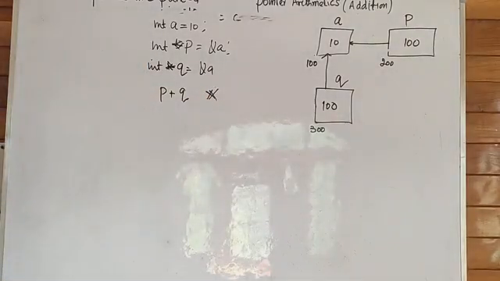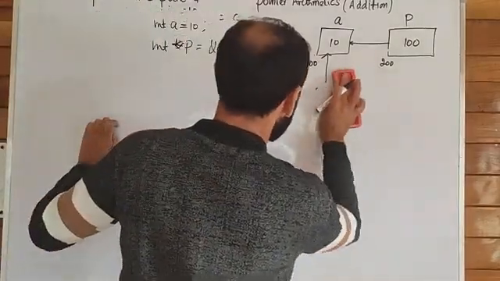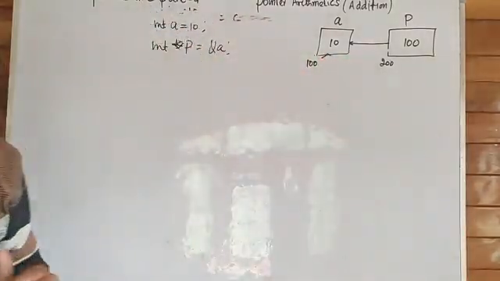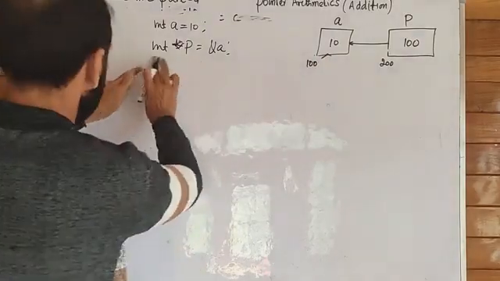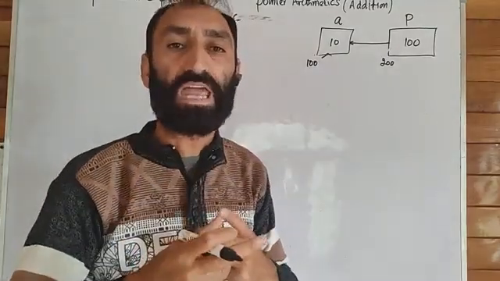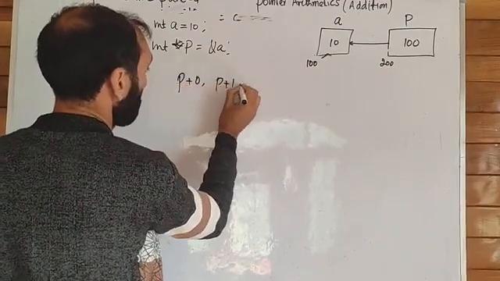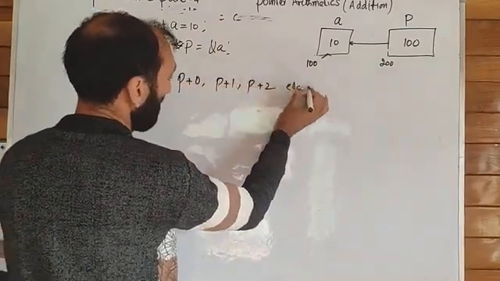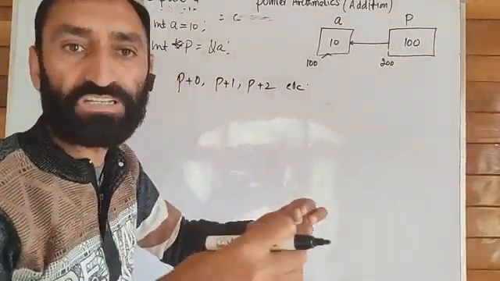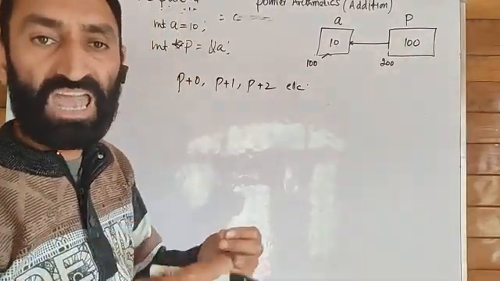Then how can we add pointers in C? For example, p is a pointer here. We can add integers to a pointer, for example p plus 0, p plus 1, p plus 2 etc. We cannot add pointers directly, but we can add integers to a pointer.